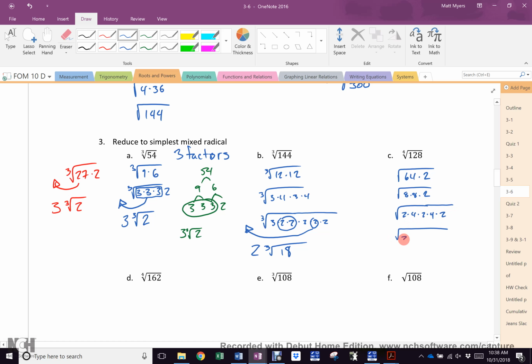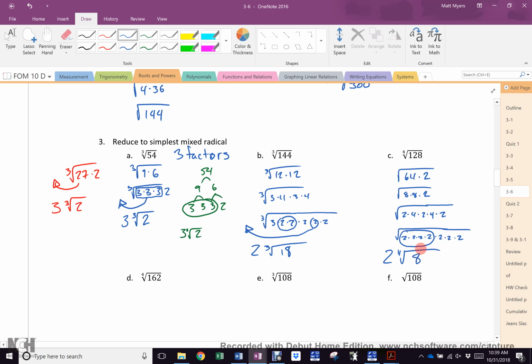What's that 4 become? 2 times 2 times 2. What's that 4 become? 2 times 2 with one last 2. Now, is there any group of 4 in there? Yeah, there's only 1. There's one group of 4. So what comes out? 2, 4th root. What did I leave under there? 2 times 2 times 2, which is 8.